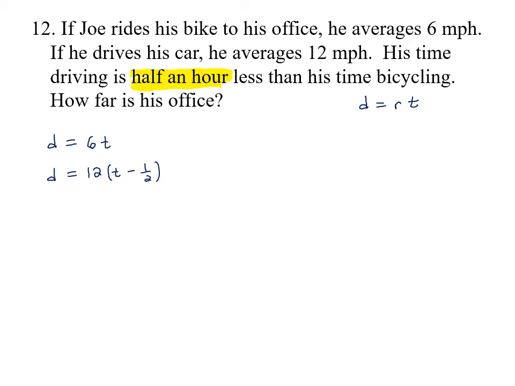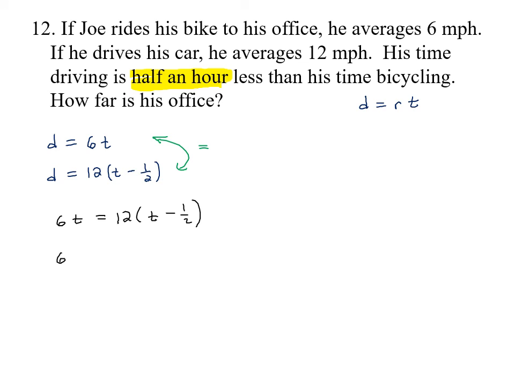Since the distance is the same, these two equations can be set equal. So I could say that 6t equals 12 times t minus a half. Notice I'm not actually solving for the distance here. I'm actually solving for a time first.